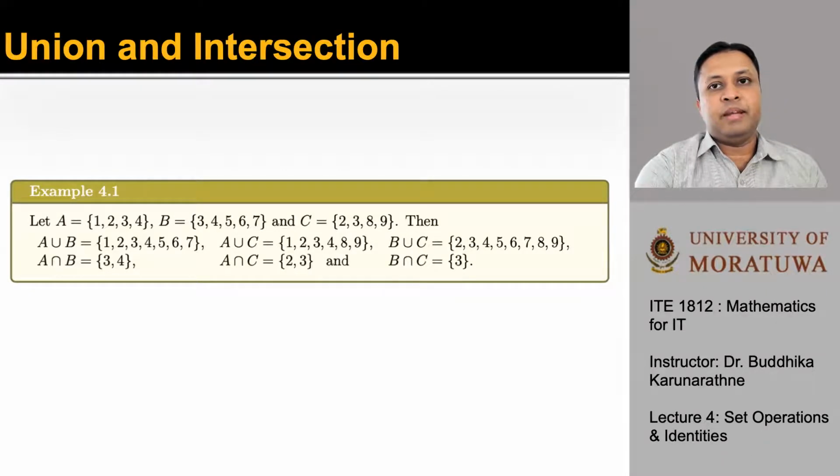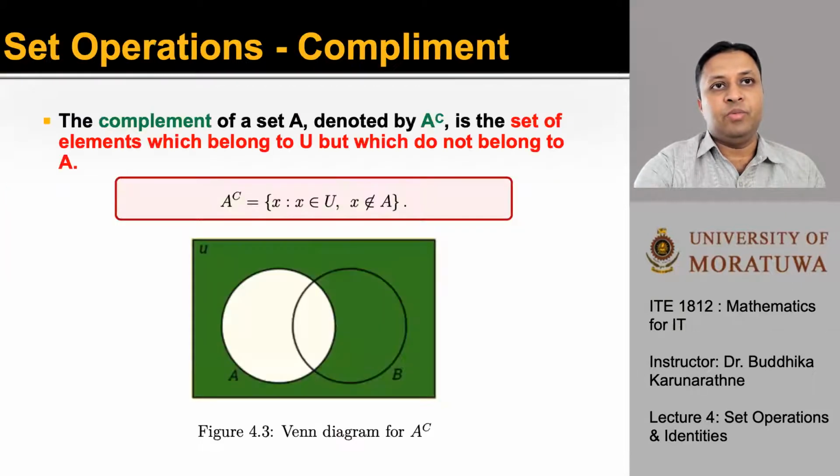And then you can have A intersection B, which includes 3 and 4, which are the common elements of sets A and B. Similarly, for set A intersection set C, you have 2 and 3, and for B intersection C, you have just one element, which is number 3. So I think these examples are quite straightforward.